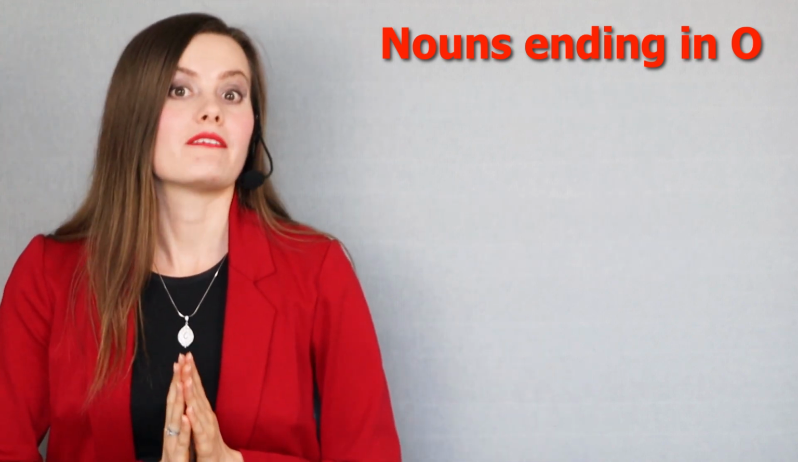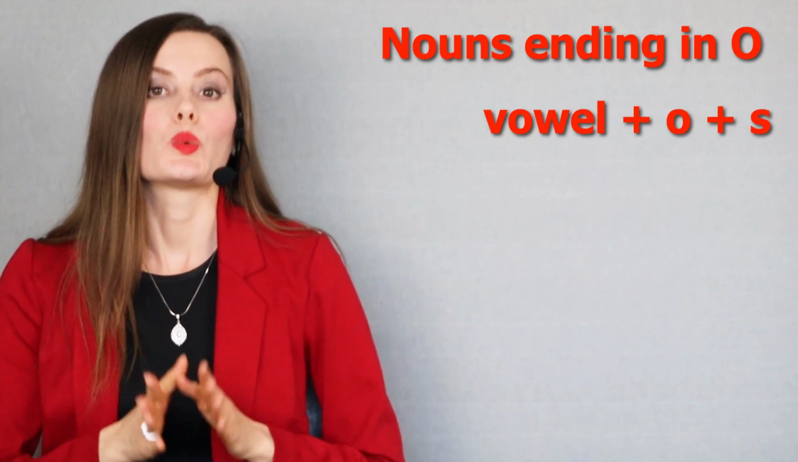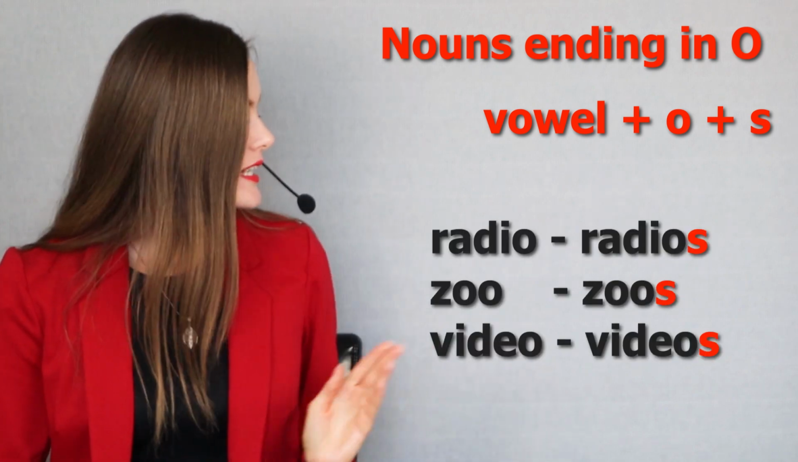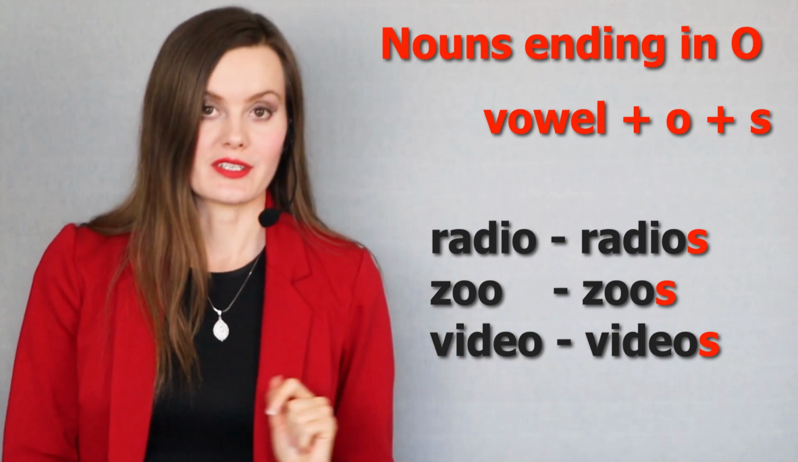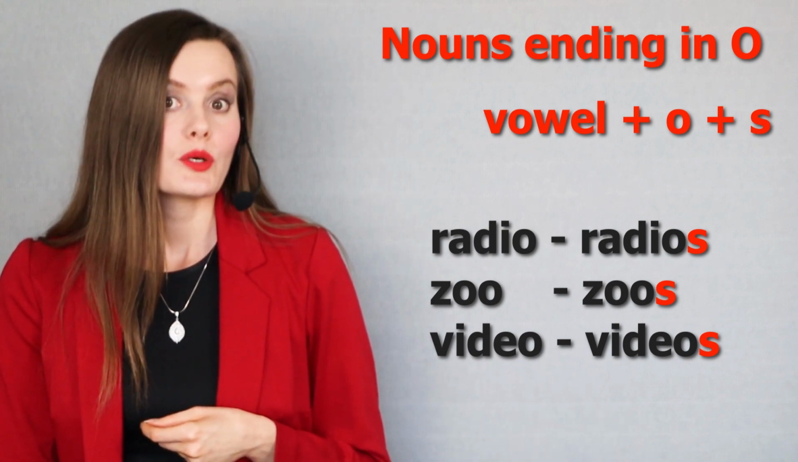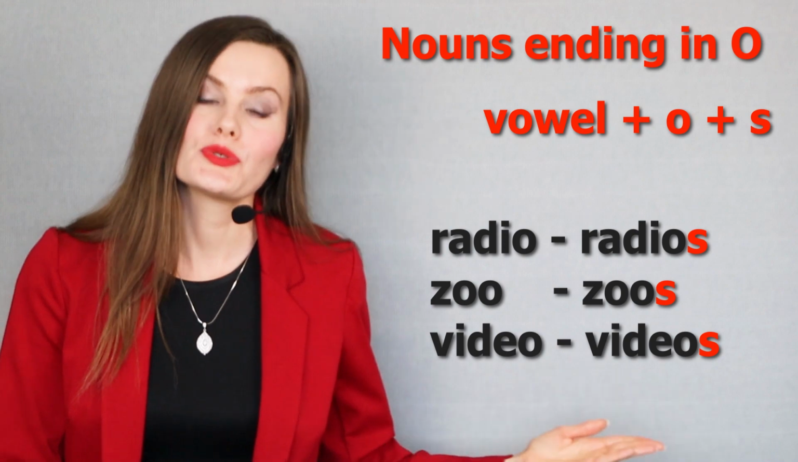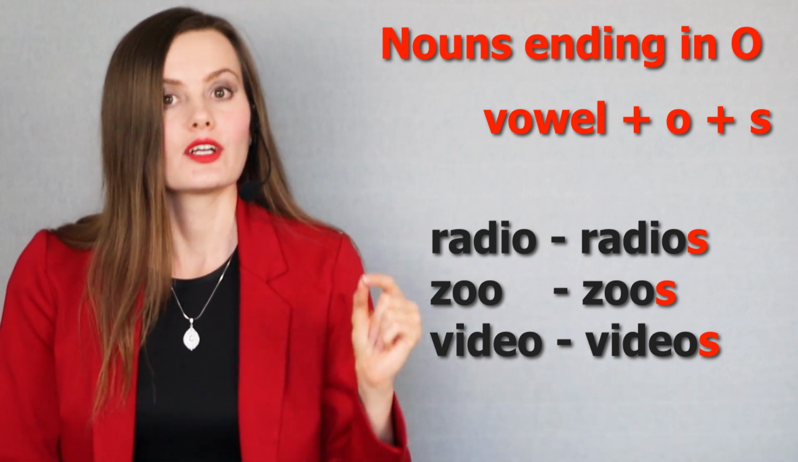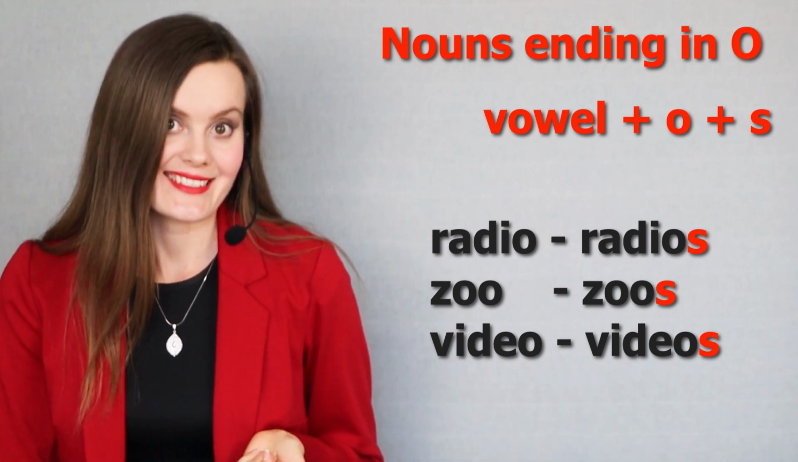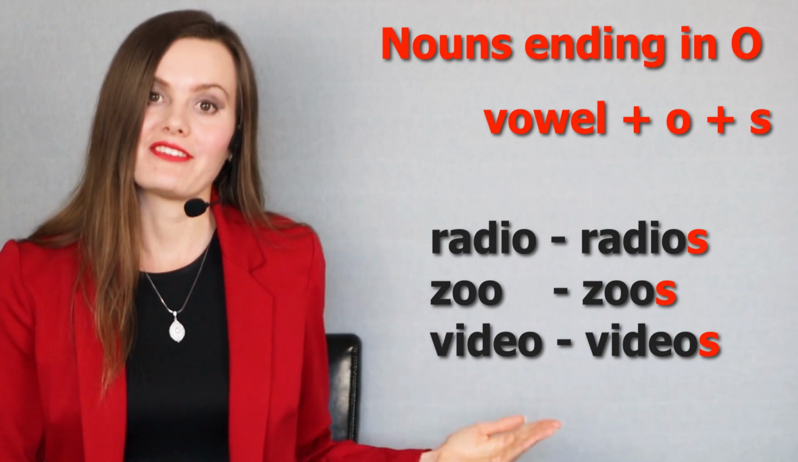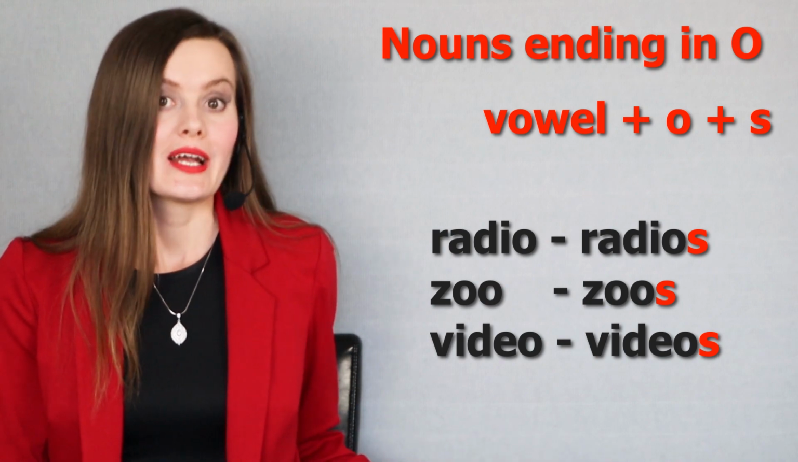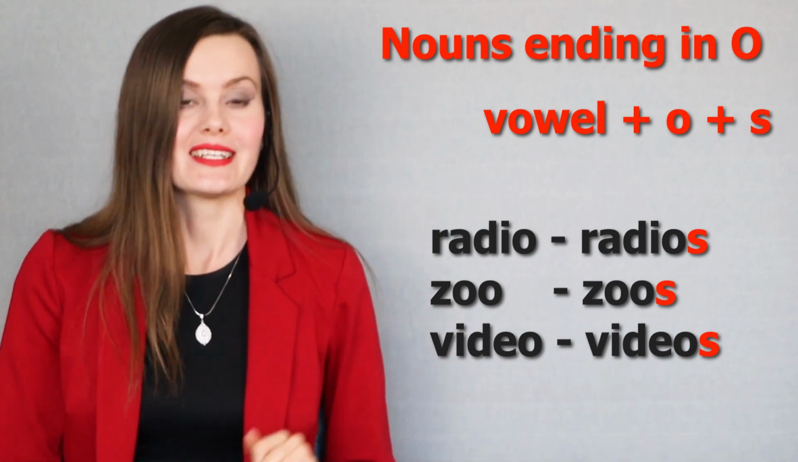Next, if there is a vowel before the letter o, we just add an s. For example, let's say radio, radios. You can see that there is a vowel i before the letter o. Or the word zoo, zoos. You can see that there is another o, which is a vowel, before this letter o. That's why we just simply add an s. And one more word is video, videos. There is a letter e before an o. That's why we add only the letter s.